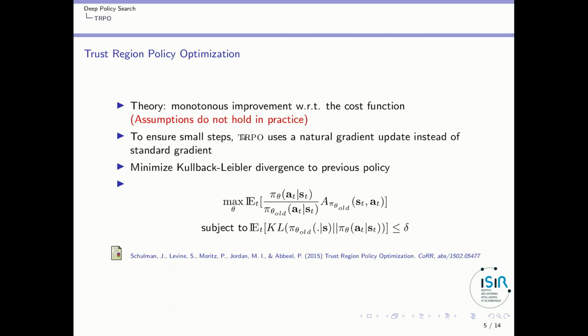In fact, to ensure small steps, the idea is that TRPO will use a natural gradient update instead of the standard gradient. And how do you do this? The idea is that you want to maximize the surrogate objective that we have seen before, but you add some constraint. You want to perform this maximization over theta subject to that particular constraint. We tell you that you want the Kullback-Leibler divergence between the old policy and the new policy to be inferior to a particular number, delta, that you will have to set.